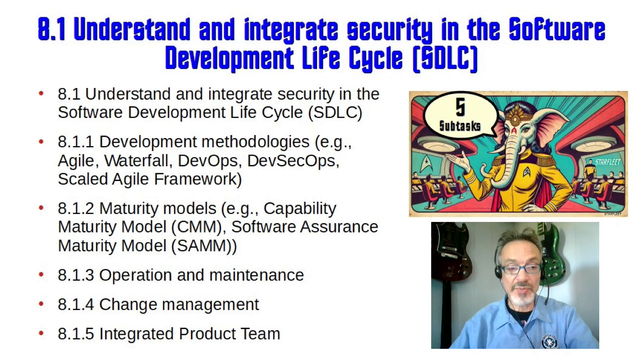This task has 5 subtasks, which include 1. Development methodologies like Agile, Waterfall, DevOps, DevSecOps, and the old Scaled Agile Framework. 2. Maturity models, including Capability Maturity Model and Software Assurance Maturity Models. 3. Operation and Maintenance, which focus on ensuring systems remain secure throughout their life cycle. 4. Change management, that absolutely critical process for managing risk during transitions. And 5. Integrated product teams, where cross-functional collaboration is key to success.